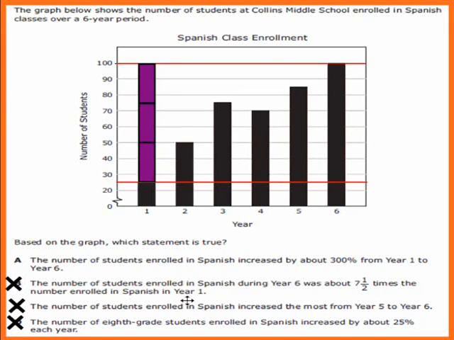So now let's look at A to make sure that we agree that that is the correct answer. It says the number of students enrolled in Spanish increased by about 300% from year 1 to year 6. Well, remember 100% represents a whole. So if I look back over at my graph, the whole is 25 students, my original amount. I added another 25 students to represent that second bar on top, and then I added 2 more groups of 25 students. So that represents 100%, another 100% for 200%, and that third bar is 300%. So A is the correct answer.